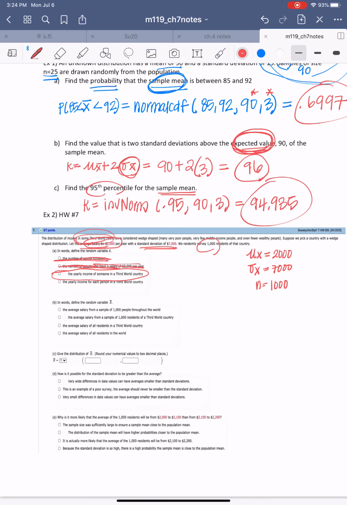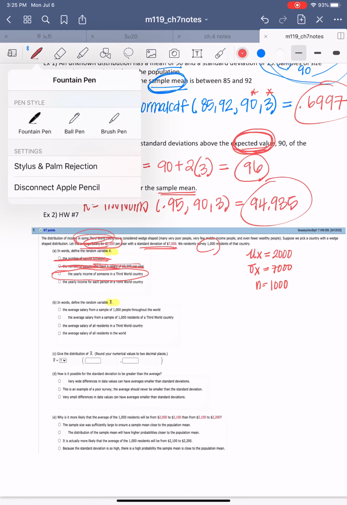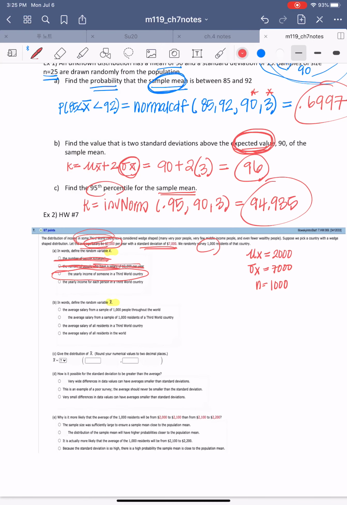In words, what will be the x bar? See, the problem is really testing you to see if you know the difference between x and x bar. X was a yearly income. X bar will be the mean for that. So I'm looking for some average. All of them have an average, so let's do the process of elimination. The average salary of all, we can definitely eliminate these two. All residents, we didn't get all, we only have 1,000. So it's A or B.